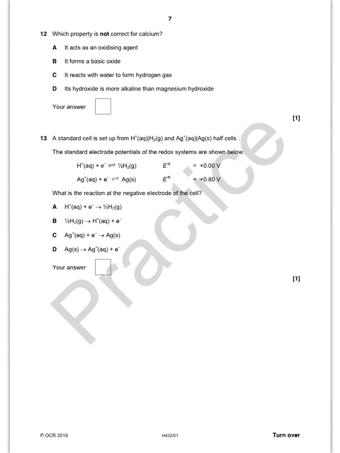So we now need to decide which property is not correct for calcium. And A is it acts as an oxidizing agent, which is of course not correct. It acts as a reducing agent because calcium becoming calcium 2 plus is itself oxidized and therefore it will reduce something. So the answer is A.